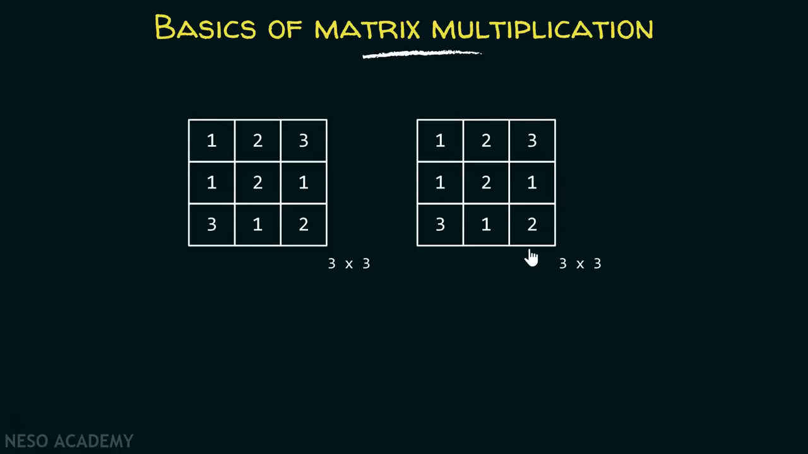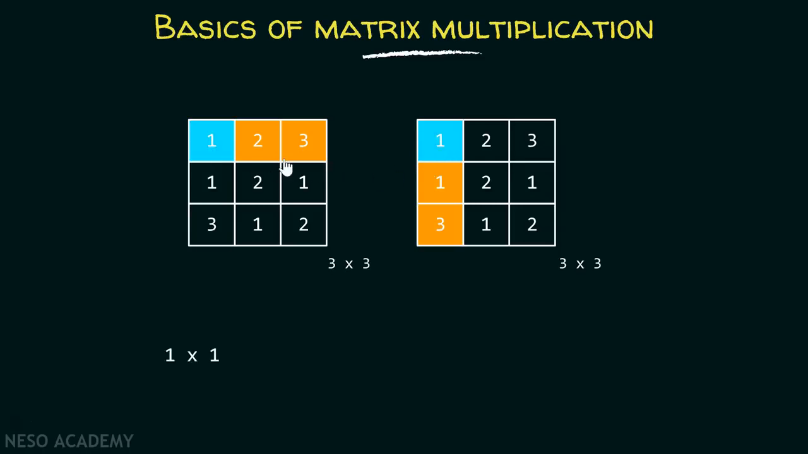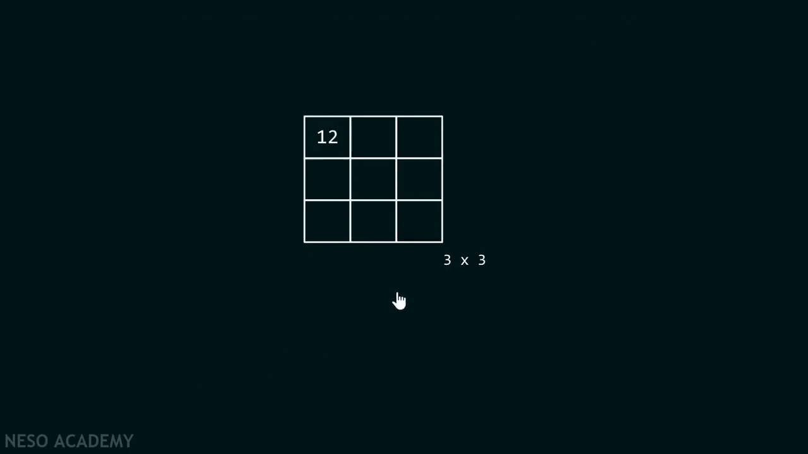Now, in order to obtain the first element of the resultant matrix, we will take the first row from this matrix and the first column from this matrix. Then we will take the first element from this row and the first element from this column and multiply them. Then we will take the second element from this row and the second element from this column and multiply them. Then we will take the third element from this row and the third element from this column and multiply them. Finally, we will add them all to obtain the final result. 1 into 1 is 1, 1 into 2 is 2, 3 into 3 is 9, 9 plus 2 plus 1 is equal to 12. Therefore, 12 will get stored in this particular location of the resultant matrix.